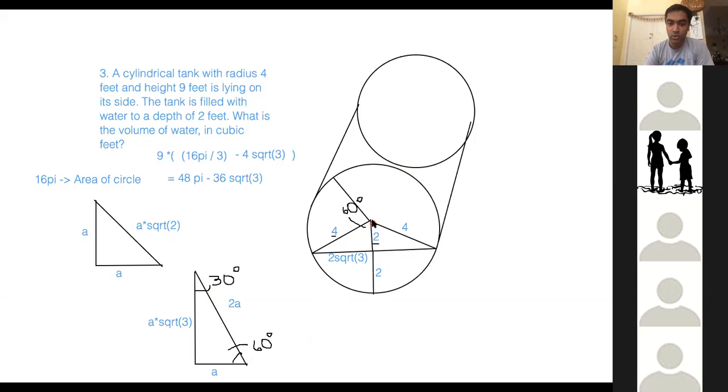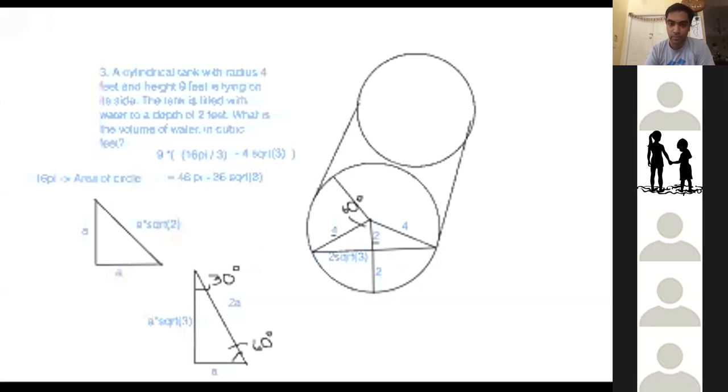But otherwise, you could still find the area of the triangle at least and express it in terms of the sector of the circle minus this triangle. But knowing this angle helps you actually find the area of this circle piece. And then the circle minus the triangle gives us this area. Multiplying this area by the height gives us the volume here of 48 pi minus 36 square root of 3. Any questions on this?